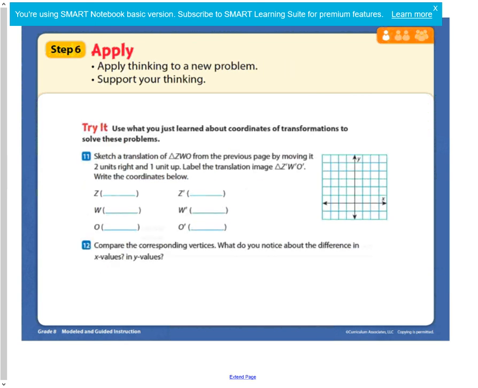So I'd like you guys to finish with numbers 11 and 12. I'd like you to try numbers 11 and 12. 11 is dealing with a translation. We're going to look at things that changed, and 12, well, finding actually what the unique changes are there. So why don't you pause the video and try 11 and 12.